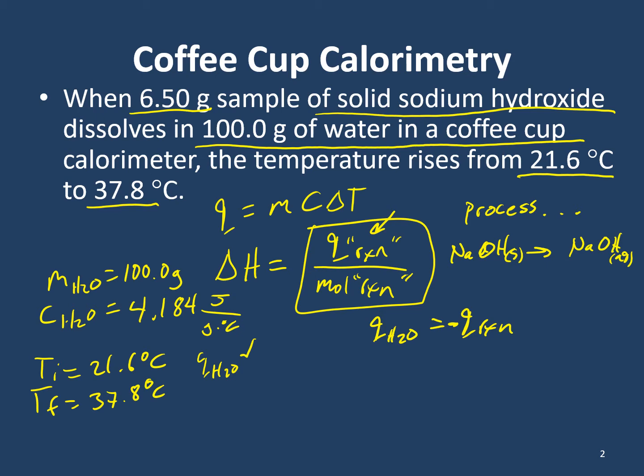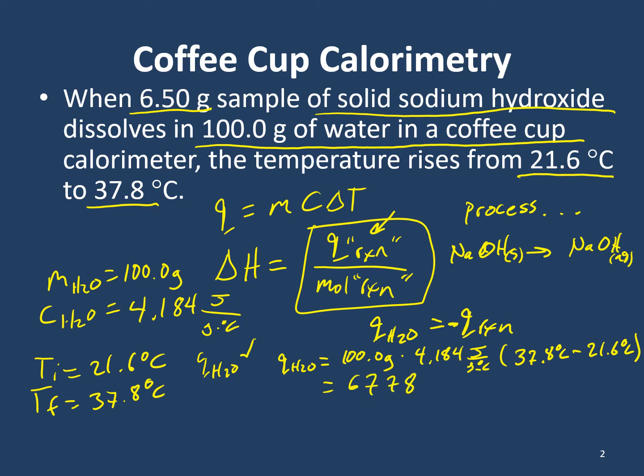So let's do some calculations. q of H2O is going to be equal to 100 grams times 4.184 times 37.8 degrees Celsius minus 21.6 degrees Celsius. And this will give me a q of 6,778 joules of energy as my q of H2O. Now what this means is that q of my reaction must be equal to negative 6,778 joules of energy. And so now I have my q in the numerator here.